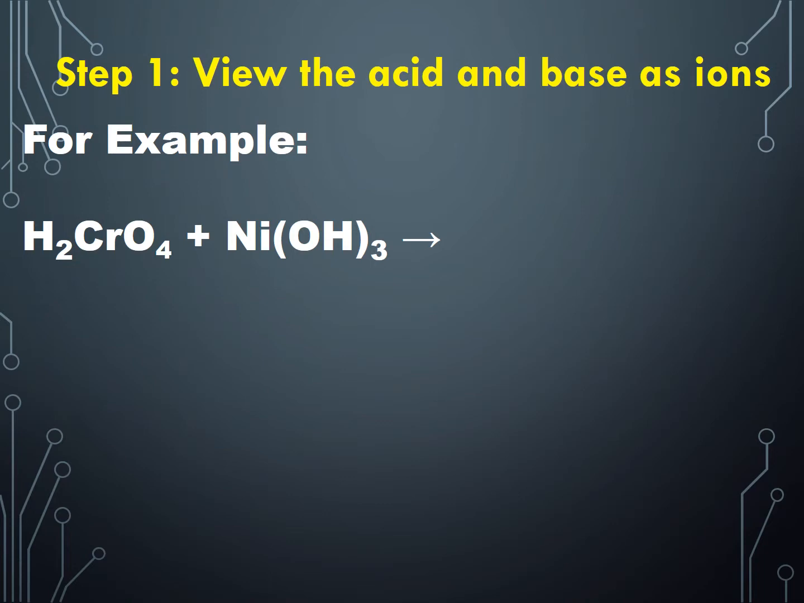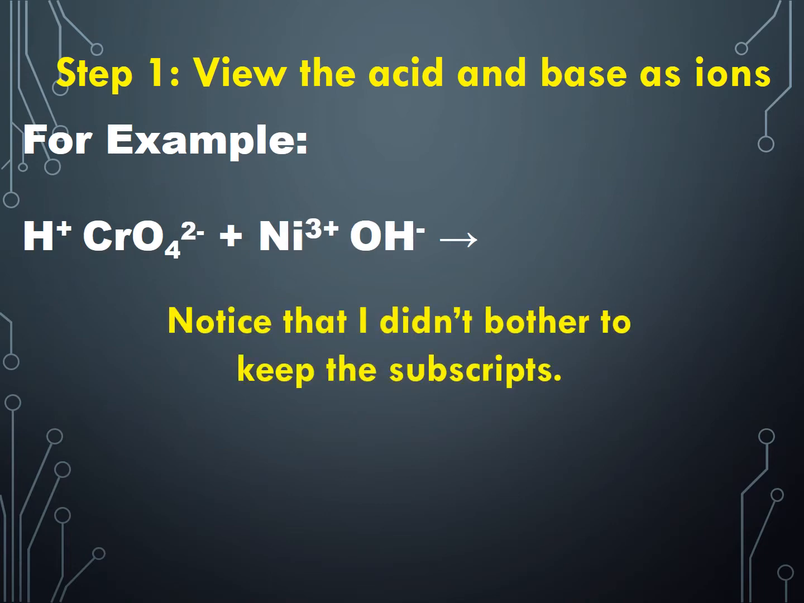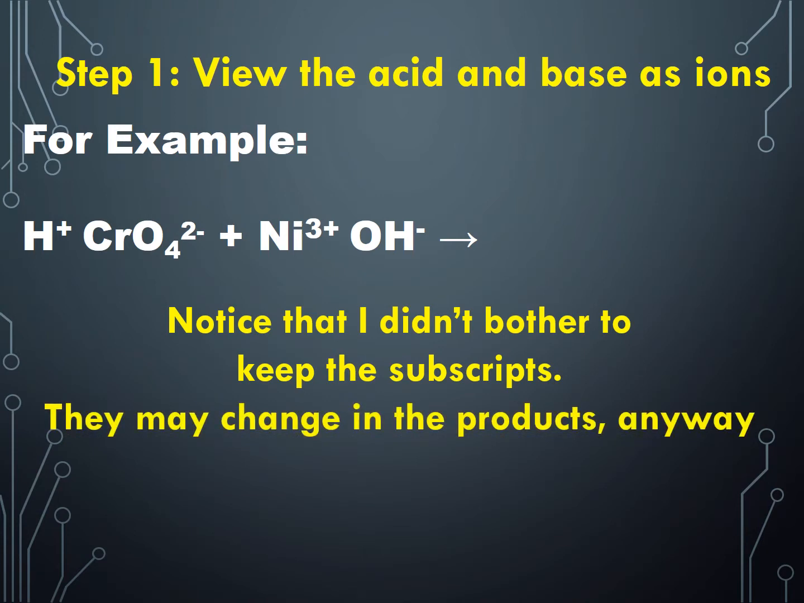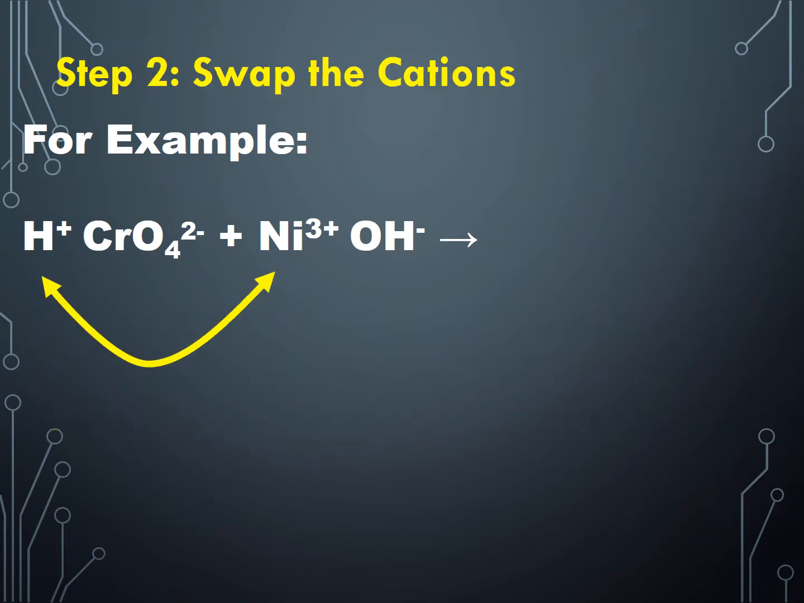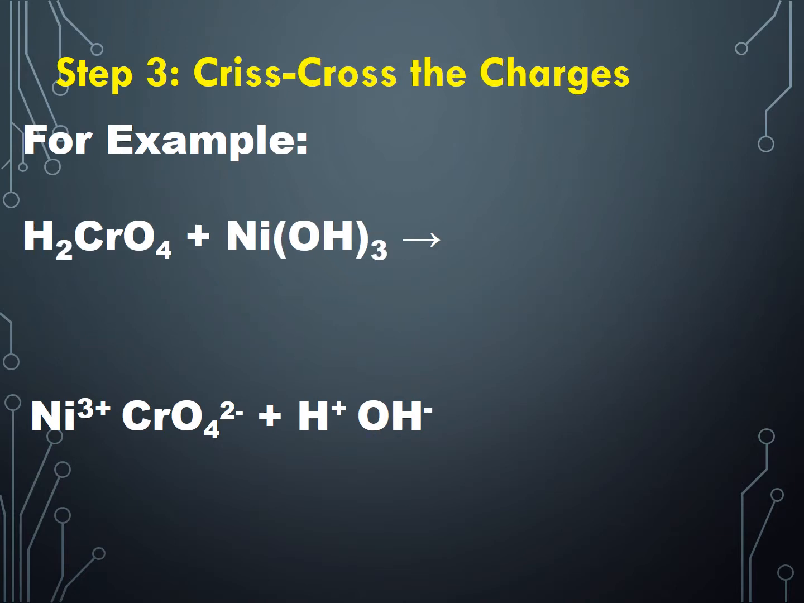But first, I'm just going to separate these into their ions. Now, notice that I didn't bother to keep the subscripts because they're going to change in the products. I just want to see what the ions are so that I can do my double replacement. So I'm going to swap the hydrogen ion here with the nickel 3 ion. And that means that I end up with the nickel 3 being with the chromate and the hydrogen being with the hydroxide. The next thing I need to do is to crisscross these.